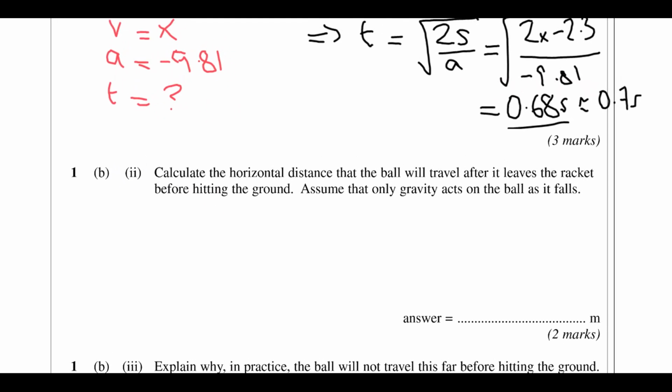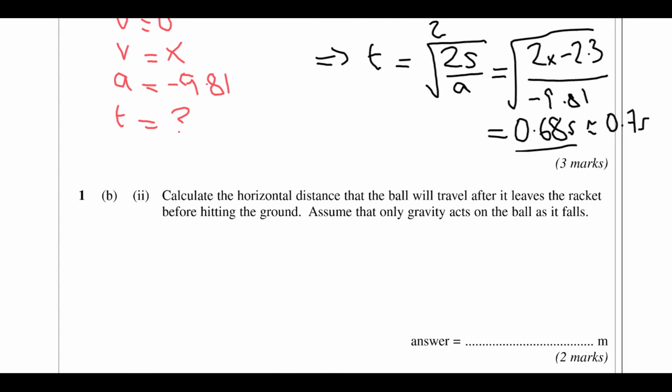Calculate the horizontal distance that the ball will travel after it leaves the racket before it hits the ground. So we know how long that takes because we just calculated it. We know what its velocity is and that its velocity is going to be constant. So we can use this equation as velocity is constant. So it's like 45.3 times by 0.68. I'm always using the unrounded values here.